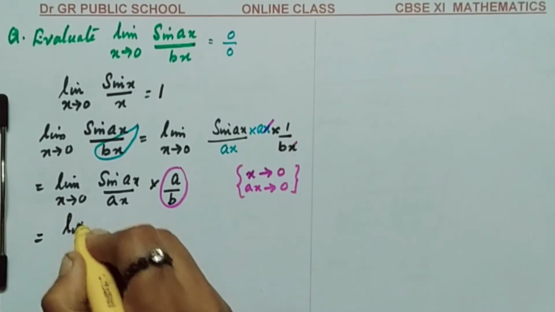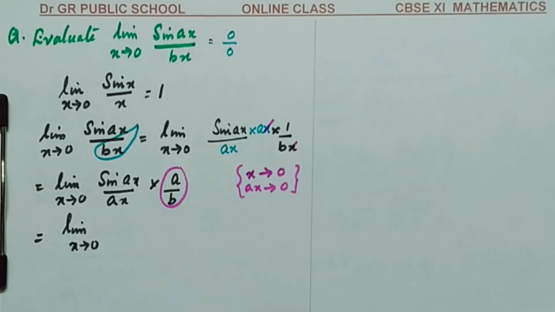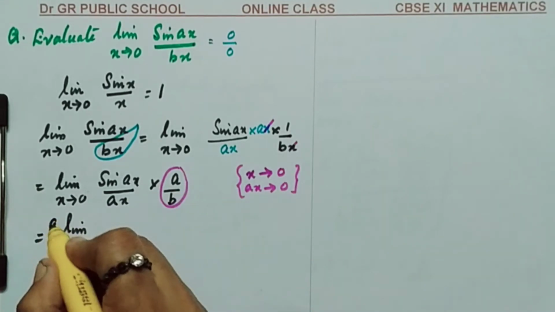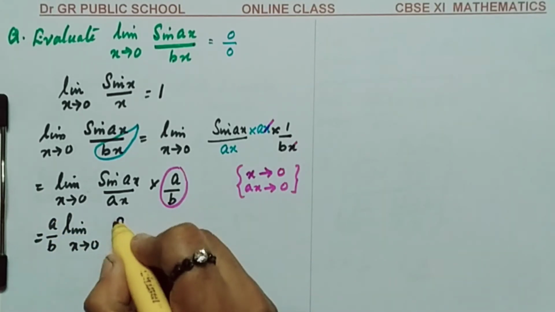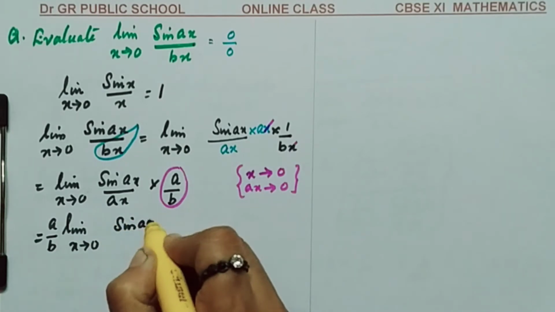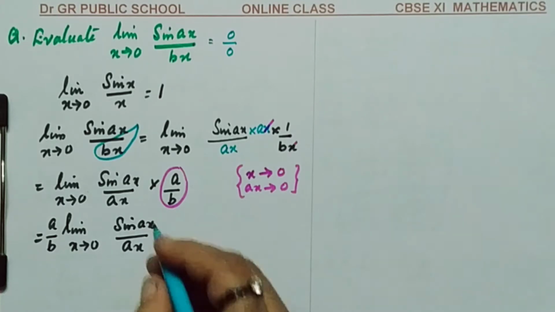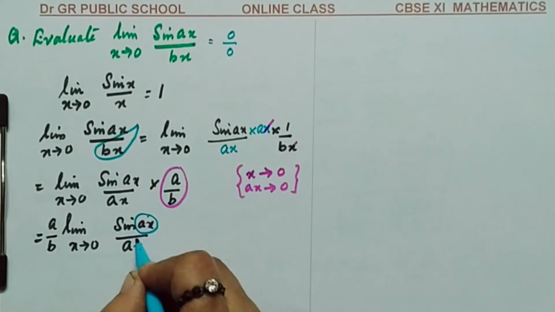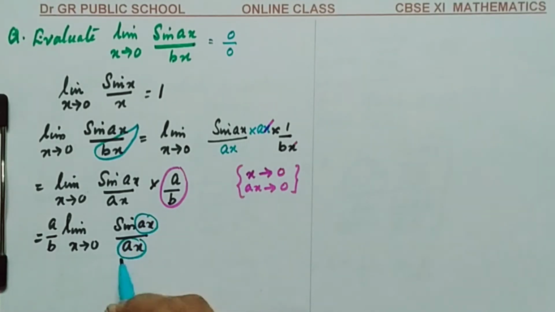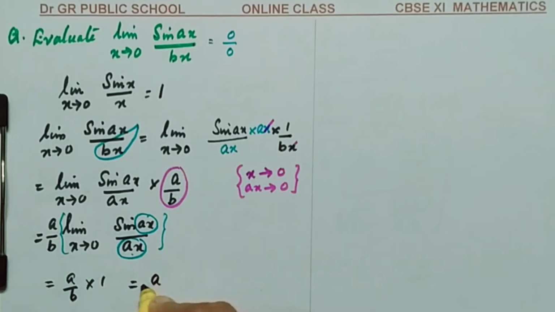So, limit x tends to 0. This a by b is a constant that we can take outside the limit. The remaining is sin ax by ax. Now, it is okay, the ax that comes here, the same ax comes in the denominator. If x tends to 0, this much limit becomes equal to 1. So, the result is a by b into 1, which is a by b.